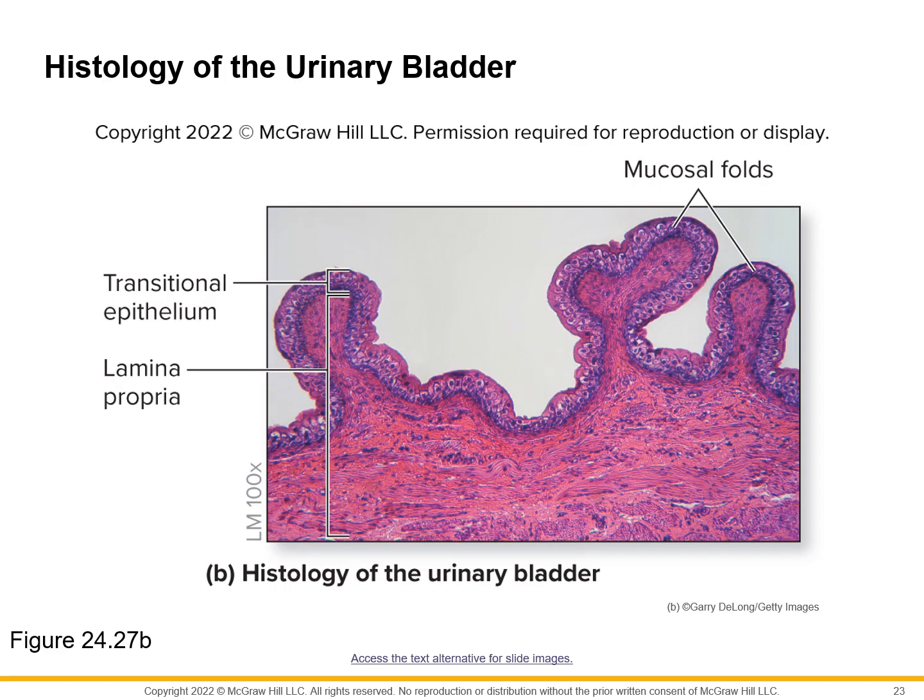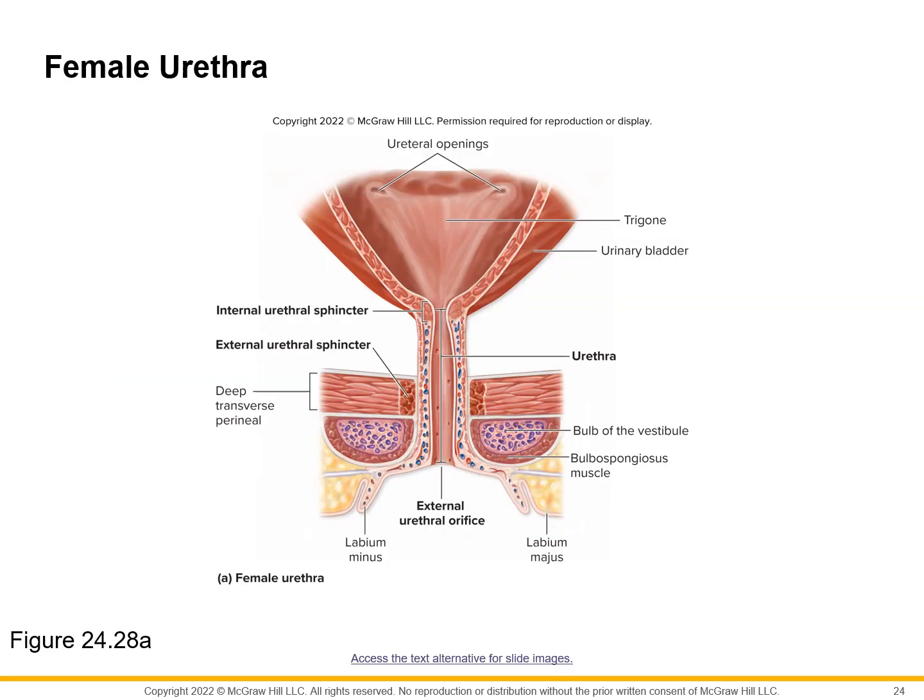So the histology is again transitional epithelium. This is the lumen of the bladder. These are your mucosal folds, also known as rugae. And you have your transitional epithelium and your lamina propria, made up of areolar connective tissue.